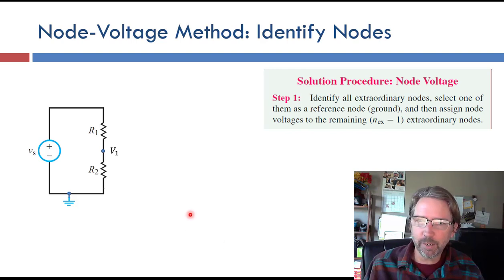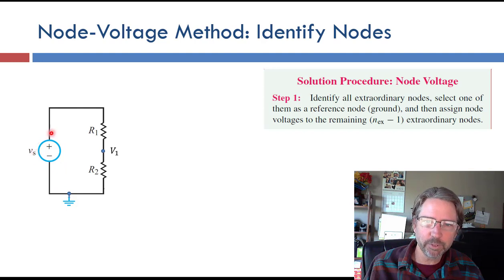But this one is a good one because it's got just 3 nodes. There's a node here that's labeled V1. There's a node up at the top here, and the ground node down here. And if we set this as the ground node, that's something we have to choose in our step 1, then this top node has to be Vs. So if this is 9 volts, obviously you're going to get 9 volts from here to ground.